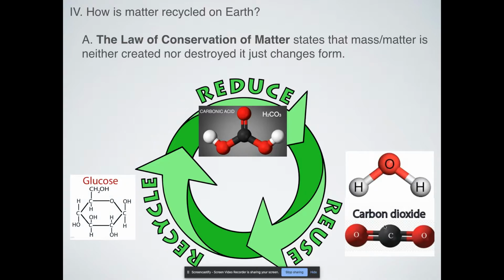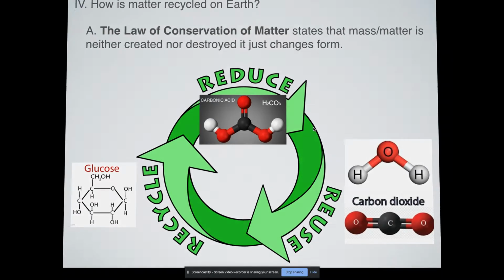And then that carbon dioxide can be absorbed by plants. When that carbon dioxide and water are absorbed by a plant, they can be used to make something a little more complicated, like glucose. And then, let's say we burn that plant, returning some of that carbon dioxide and water back into the atmosphere. And then that can make more carbonic acid. So this repeats and can be recycled over and over and over again.